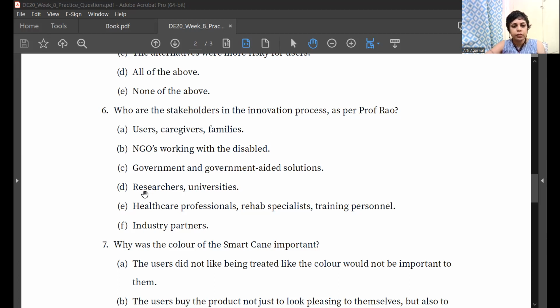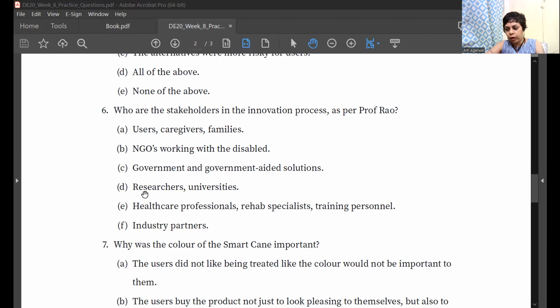Okay, next is researchers and universities. Now, when we say researchers in our context, we're talking about designers also. So in this context, we're talking about design research as well as technological research. Both go hand in hand.